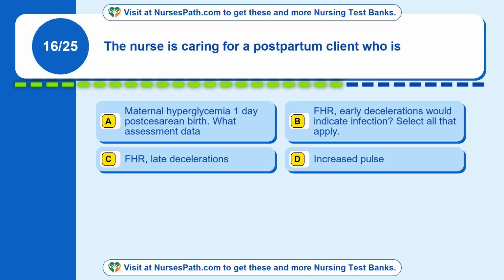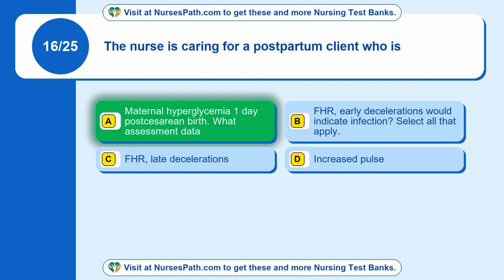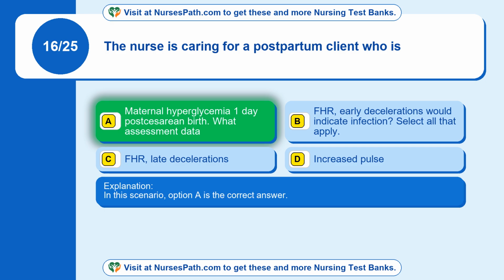Option A. Maternal hyperglycemia 1 day post-cesarean birth. What assessment data would indicate infection? Select all that apply. Option B. FHR, early decelerations. Option C. FHR, late decelerations. Option D. Increased pulse. The correct answer is option A. Maternal hyperglycemia 1 day post-cesarean birth. In this scenario, option A is the correct answer.